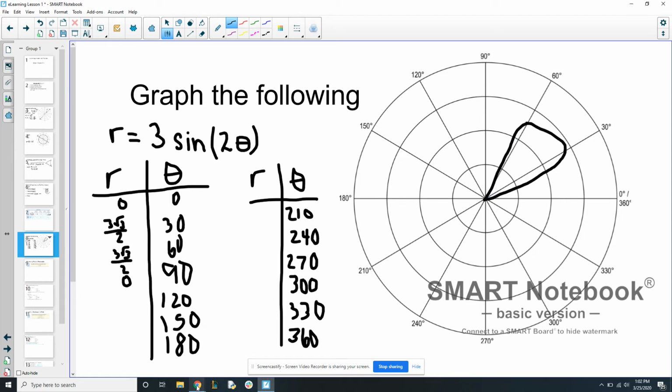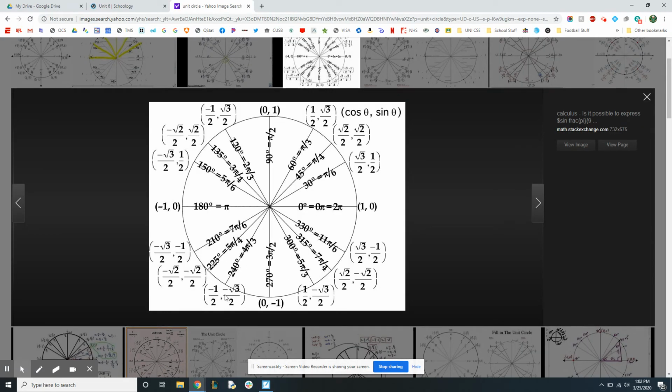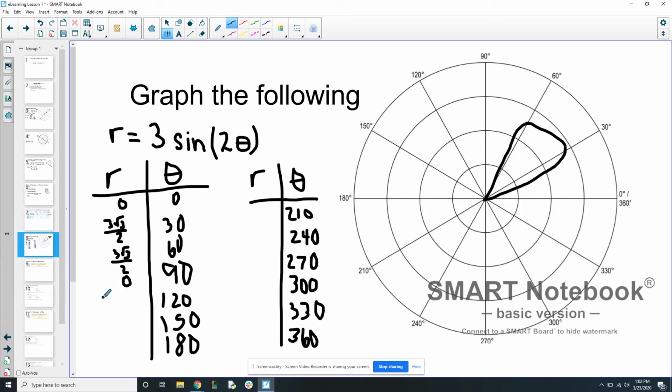Okay, now we need to do 120. 120 times 2 is 240. So I go to 240. That's negative square root 3 over 2. So now we're talking negative 3 square root 3 over 2. So 120, 3 square root 3 over 2 would be here. But again, it's negative, so we go opposite. And it's almost 3, so we put that right there.